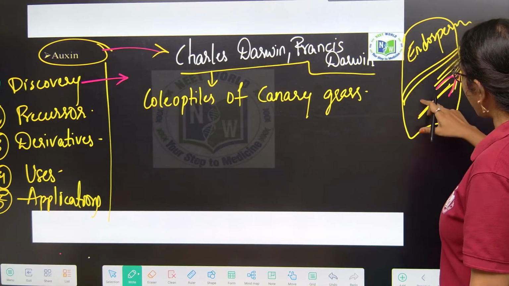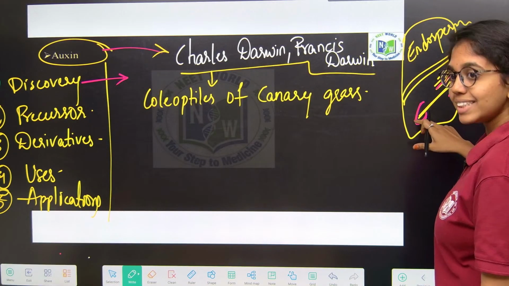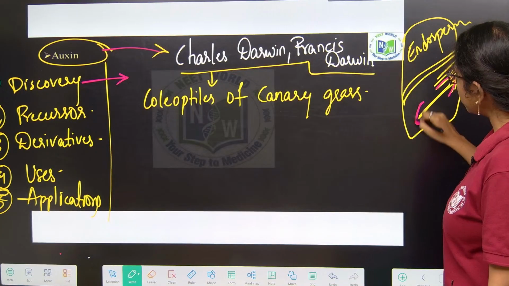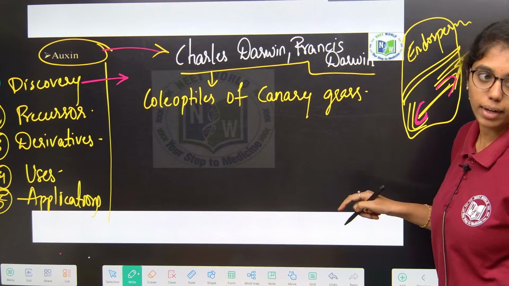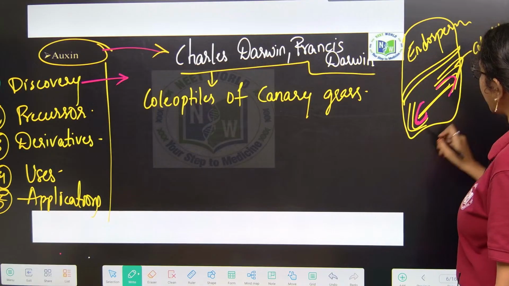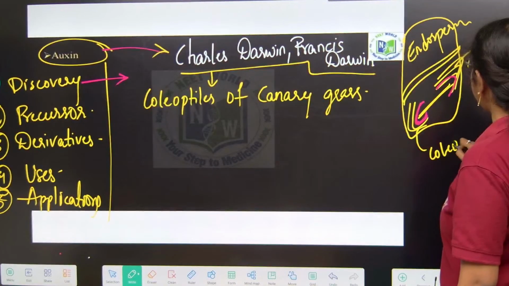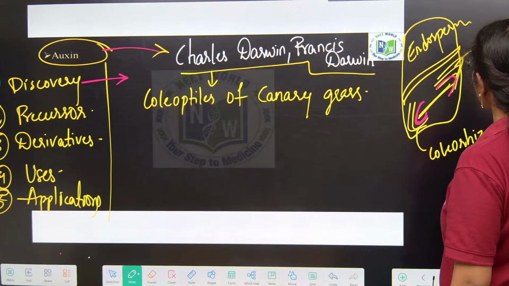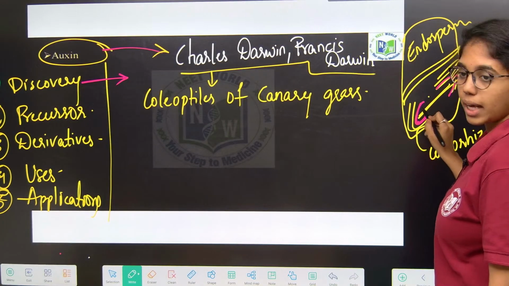This sheet above the embryonal axis is coleoptile, which is covering the plumule. And at the lower side of the embryonal axis, the radicle is there. The sheet which is covering the radicle is called coleorhiza. Okay, this is coleoptile and this is coleorhiza, and this is the embryonal axis, clear, right?